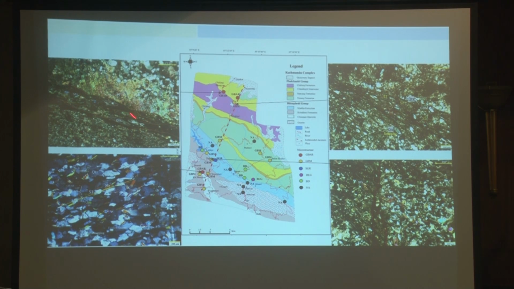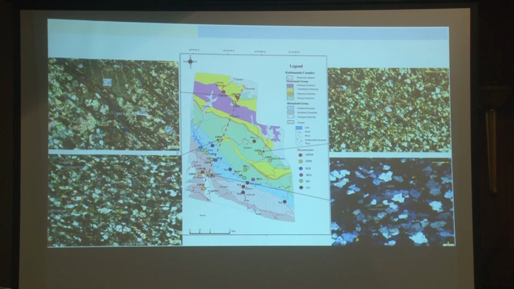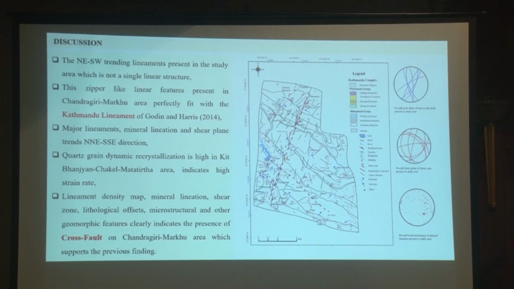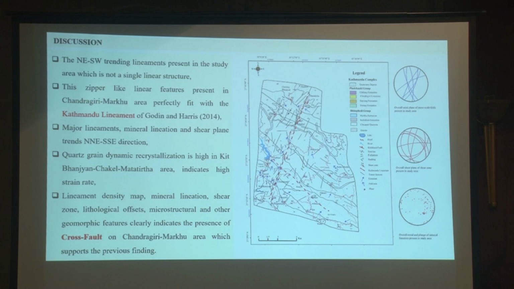Actually, this sample is from the margin between the Chandagiri limestone and the Chitlan formations. You can see some quartz grain GBM and GBR over here in the Kirvanjang area, and other microstructures associated in these regions are GBM over here in this Kulekhani schist. We can see that the GBM microstructure in the quartz grains is present in the study area, which is not a single linear structure that we observe in the field.